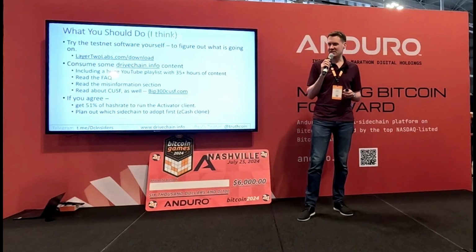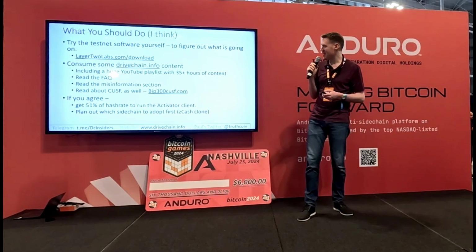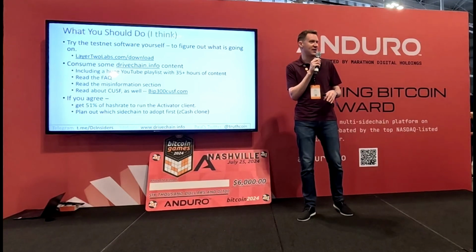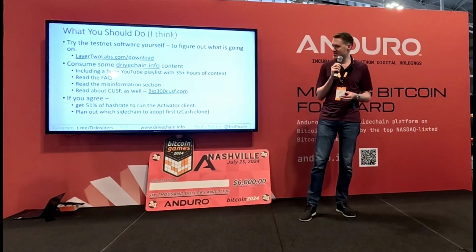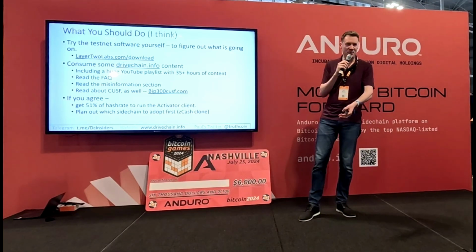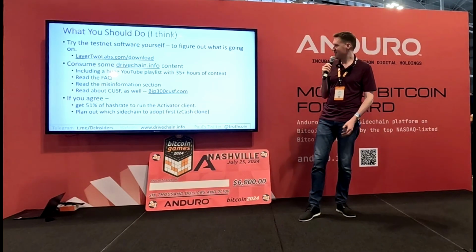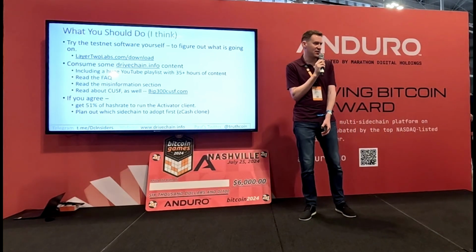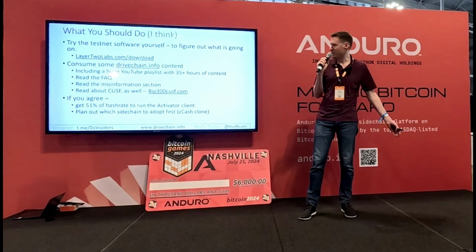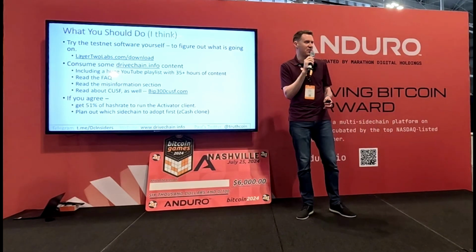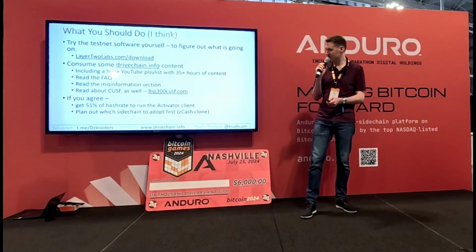And this is basically the idea of what I'm trying to talk about here today: what you should do is try out the software that we have already built, because the software already exists. You go to layer2labs.com/download, and then if you're interested in the software, if you like it, you can consume some more content at drivechain.info, which is the project site. There's tons of information there. And then if you agree, you want 51% of hash rate to run the activated client. So that is the idea.